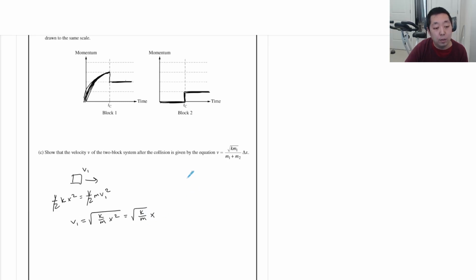And then we do momentum conservation. This block is moving at v1.